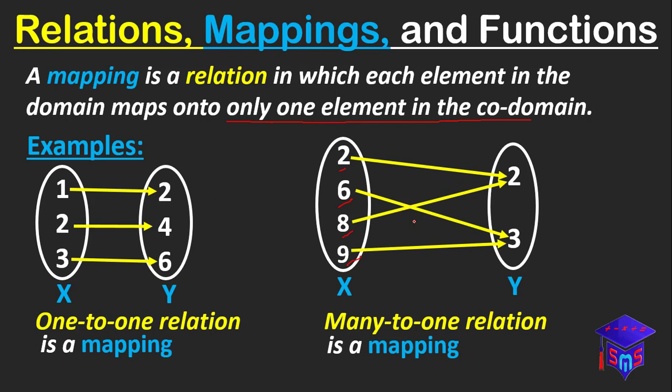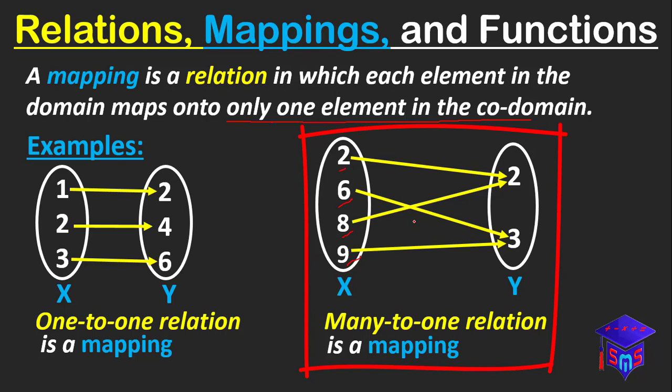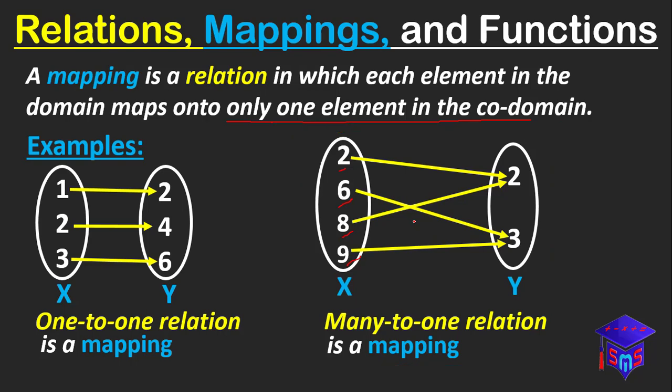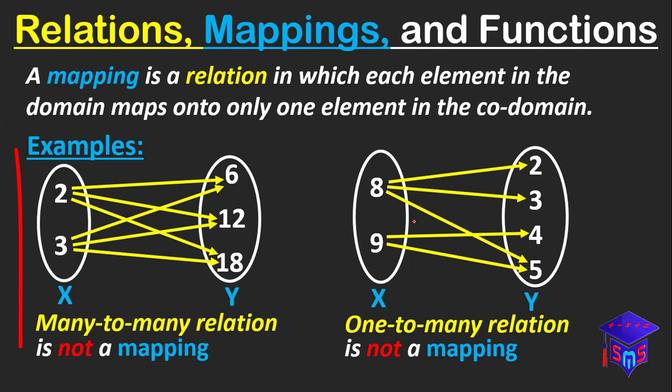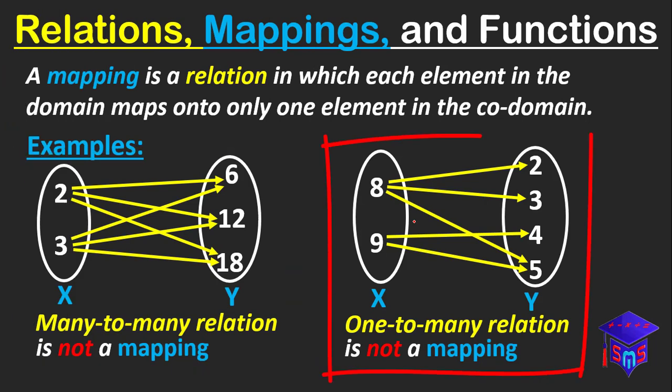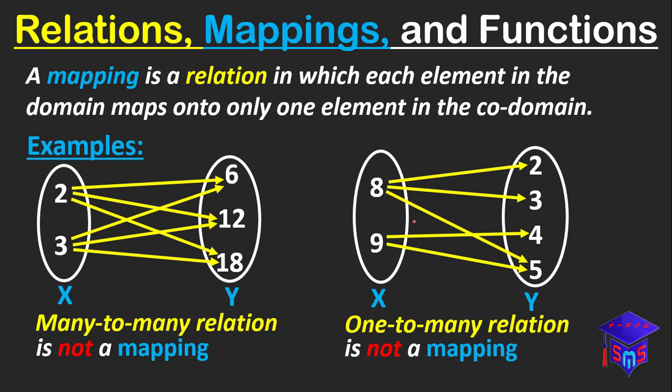So in general, we can say that a one-to-one relation is a mapping, and then a many-to-one relation is also a mapping. But many-to-many relation is not a mapping, and also one-to-many relation is not a mapping.